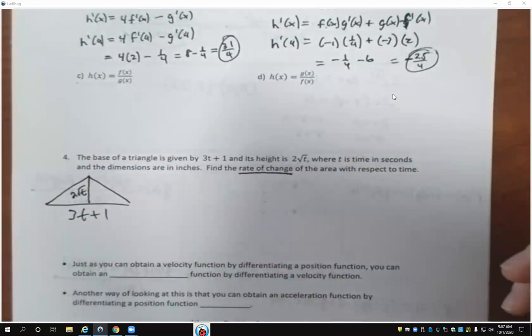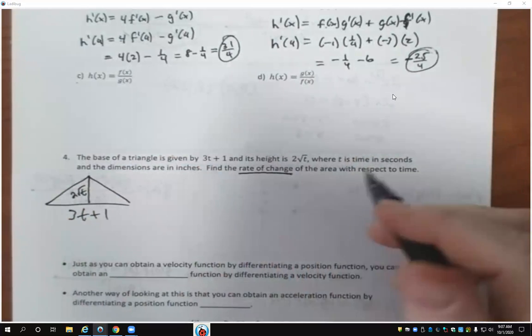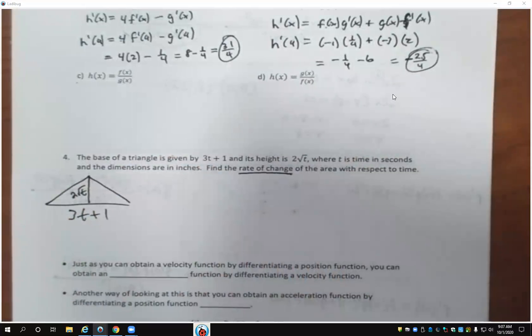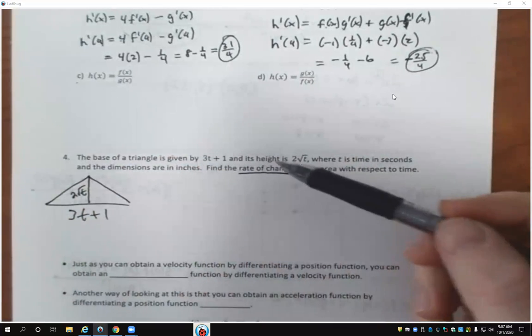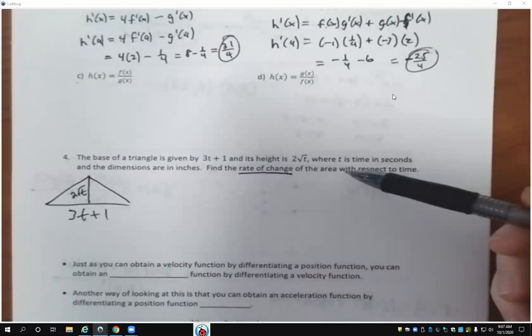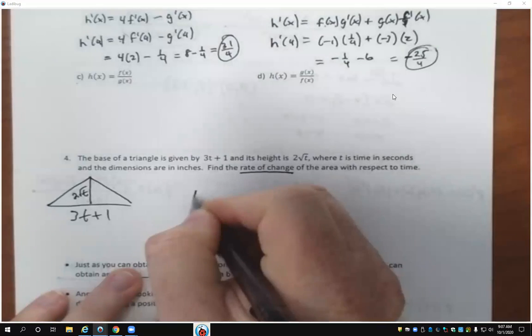What does rate of change mean? Slope. Slope. What does slope mean? Derivative. Derivative. Okay. So I got to find the derivative of area with respect to time. What's the area of a triangle?